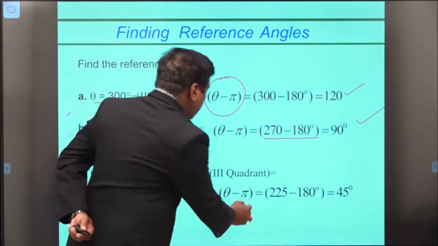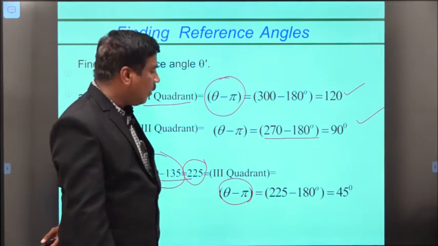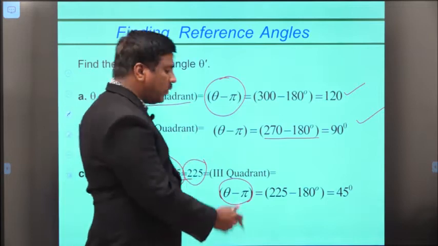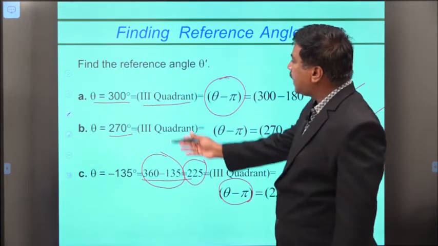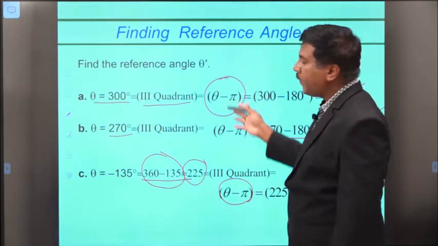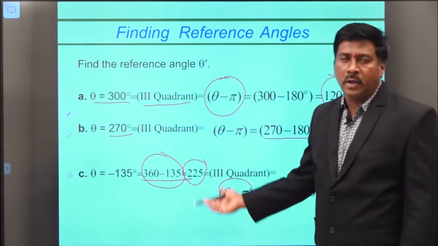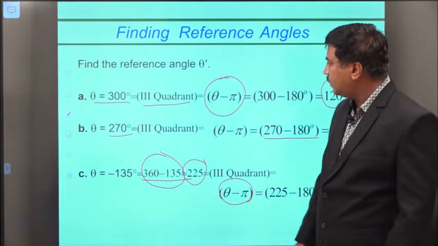Then the reference angle is theta minus pi, that is 225 minus 180, which is equal to 45 degrees. So what is the use of these reference angles? Suppose we want to find the value of sine of 300 degrees. Then you have to use the reference angle, and whatever value is obtained there, you directly evaluate it. So this is the main benefit of finding the reference angles.